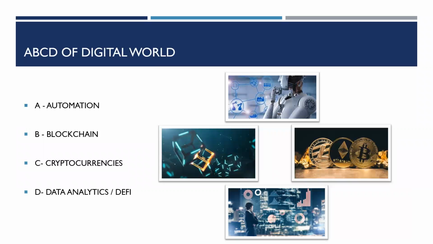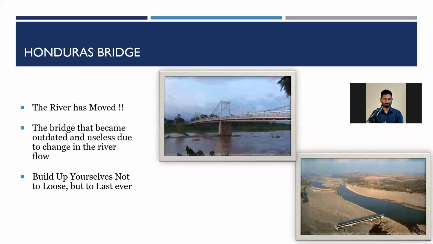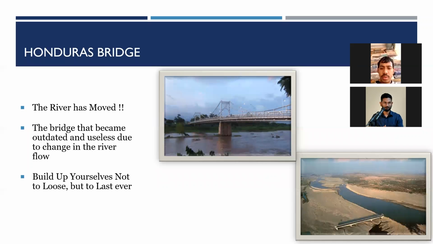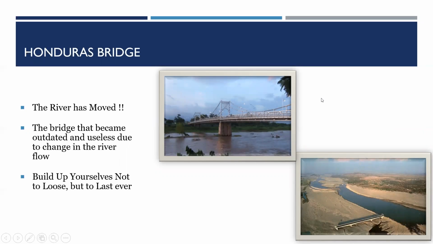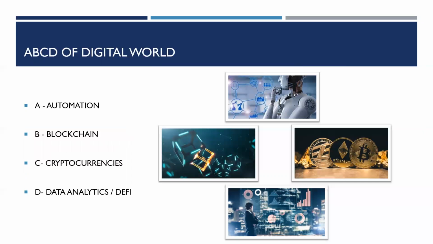So we have just seen we are getting replaced if we don't update. That is all fine, sir, but what to update? With what things we need to update is the question. So here comes the modern ABCDs of the digital world, where A is for automation, which is something we are discussing now, which is robotic process automation.